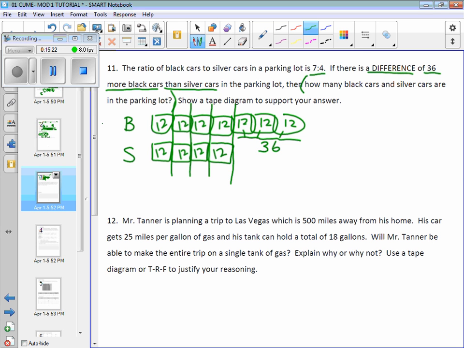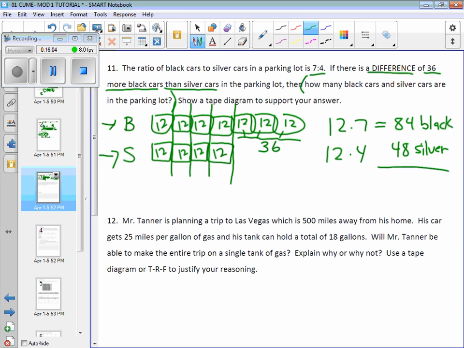What's the shortcut for black cars? We know that there's 7. Black cars is going to be 12 times 7. Silver cars, there's 4. 12 times 4. You wind up with 84 black, and you wind up with 48 silver. That, in essence, answers our question. They want to know how many black cars and how many silver cars. There it is, 84 black, 48 silver. If they do ask the total amount, well, then I'd have to add this, and if you do that, you get 132. But I'm going to leave it as is. I have 84 black, 48 silver.